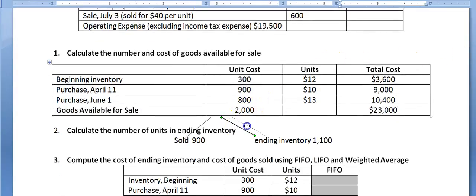I apologize, my lines here are just slightly off. We're going to take that 2,000 and separate it into 2 parts, sold items and unsold items, which we call ending inventory. Now, how would we find our sold items?